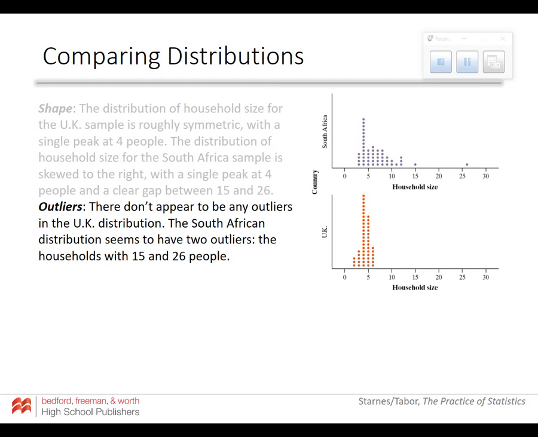And you don't have to copy this word for word. You can shorten it. You can say household size UK distribution has possibly 2 outliers. South Africa does not seem to have any. You're still getting context in there. So you notice there's not comparison language yet. It's when we hit center and spread that we have to have comparison language. Okay? So far okay? Can I move forward?